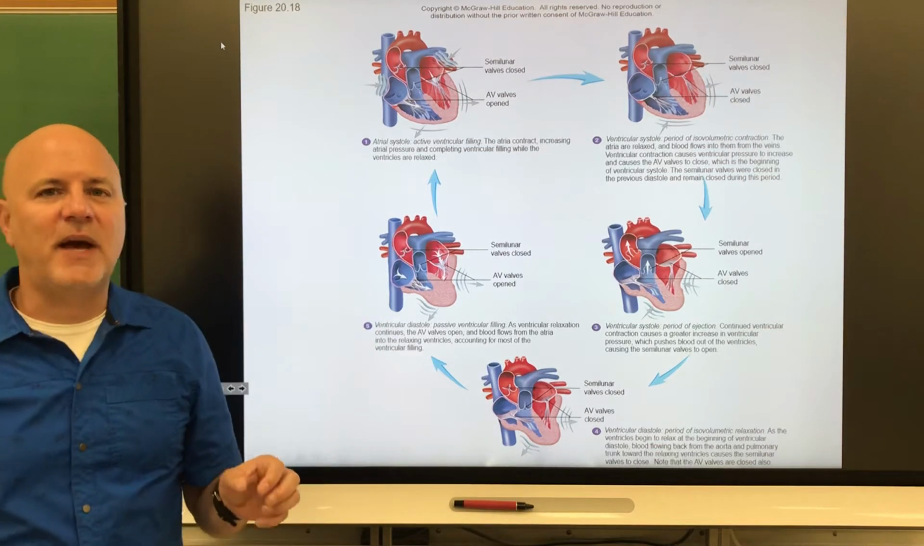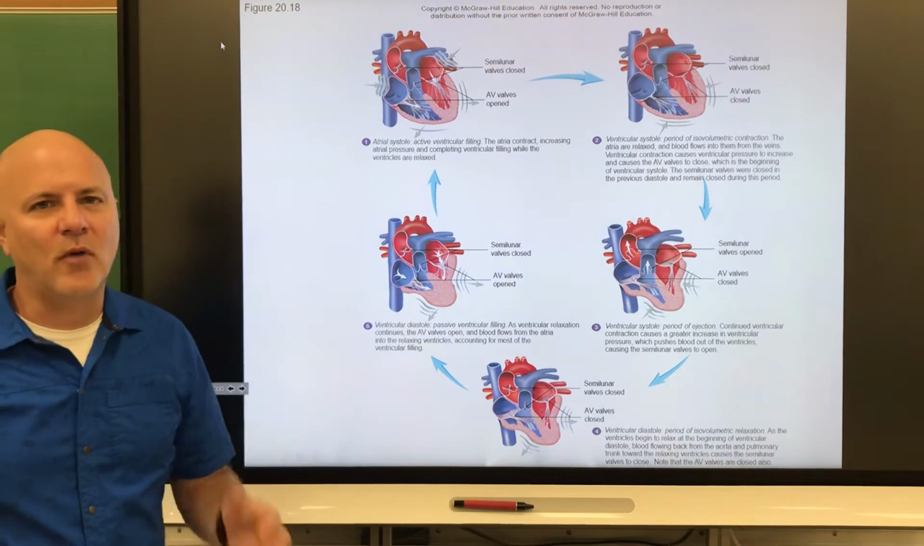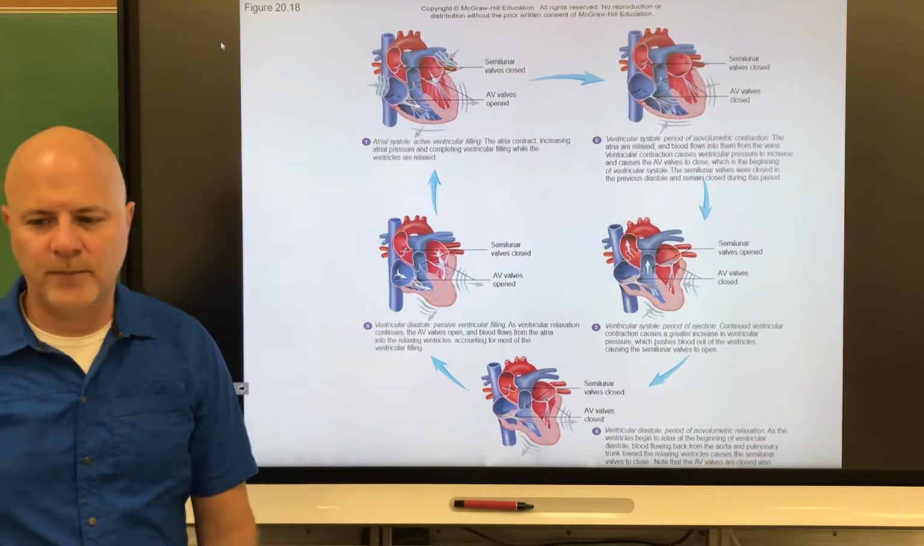Our heart beats about 75 times a minute. The normal range here is between 60 and 100.